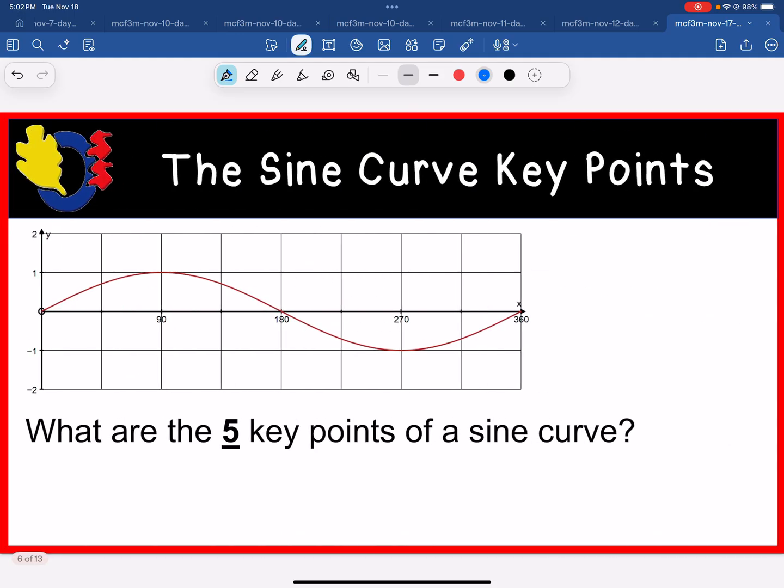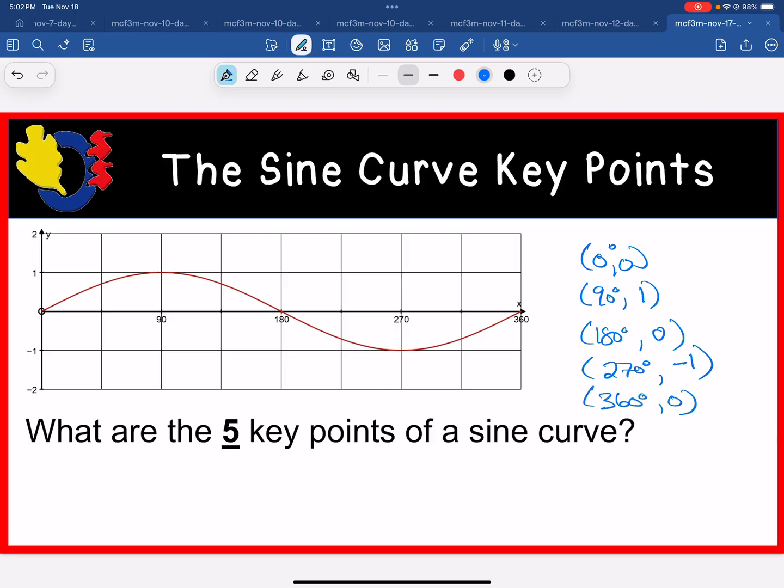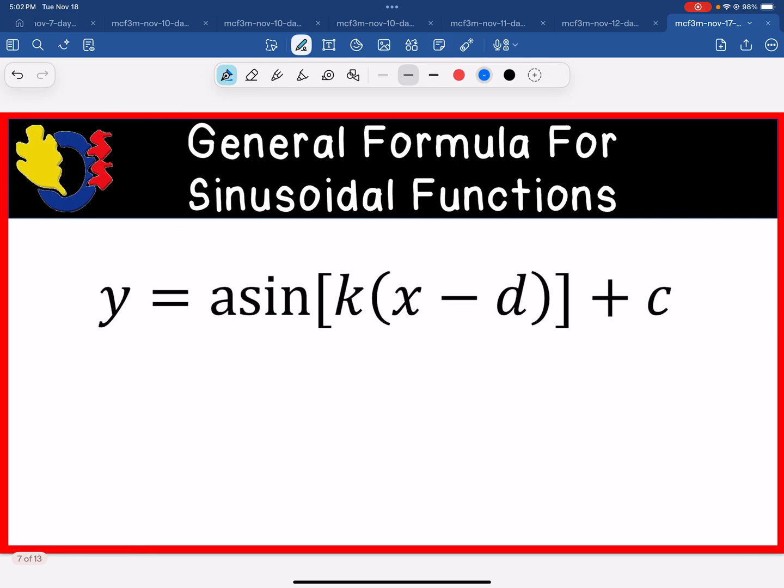So just to recap, the sine curve's 5 key points are 0, 0, and we should put degrees on the first number, 90 degrees and 1, 180 degrees and 0, 270 degrees and -1, and 360 degrees and 0. Okay, so we're going to be using those key points to help us map or translate our curve using a mapping rule.